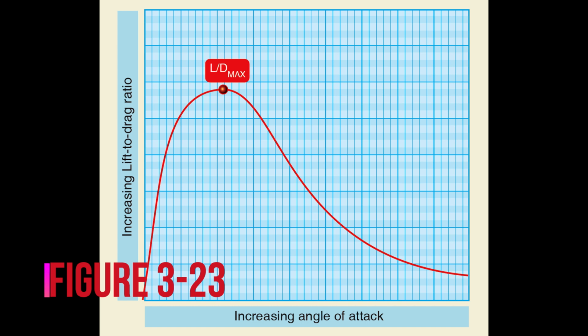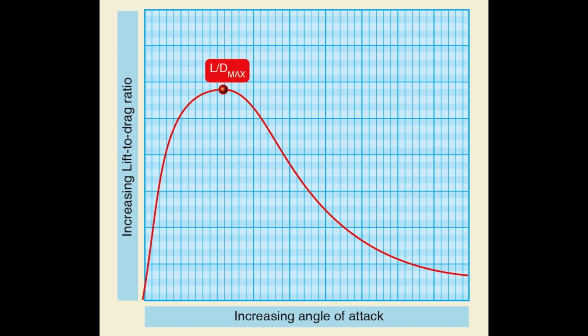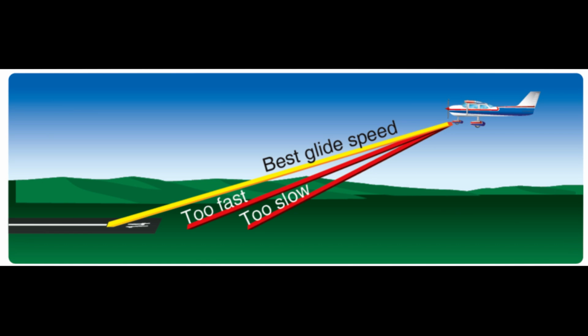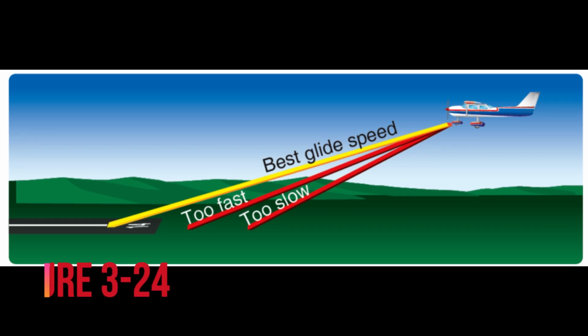This best glide airspeed occurs at the highest lift-to-drag ratio, L/D. Figure 3.23: when gliding at airspeed above or below the best glide airspeed, drag increases. Any change in the gliding airspeed results in a proportional change in the distance flown. Figure 3.24: as the glide airspeed is increased or decreased from the best glide airspeed, the glide ratio is lessened. Figure 3.23, L/D max. Figure 3.24, best glide speed provides the greatest forward distance.